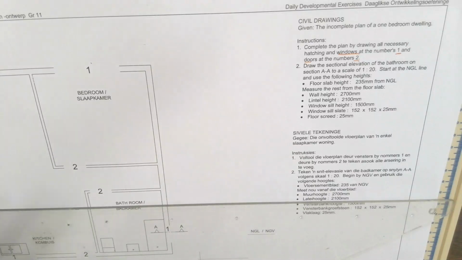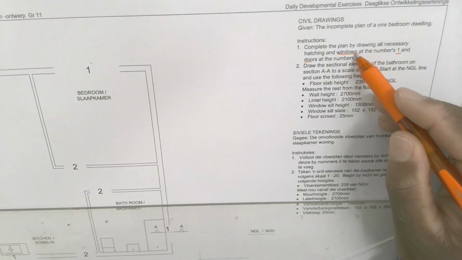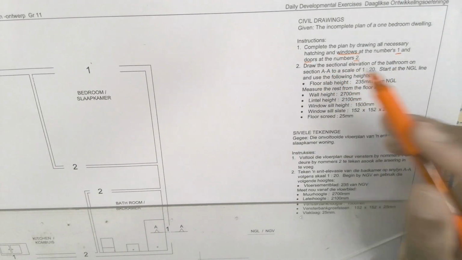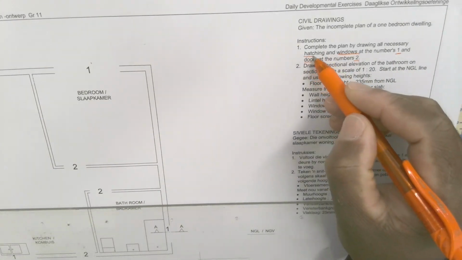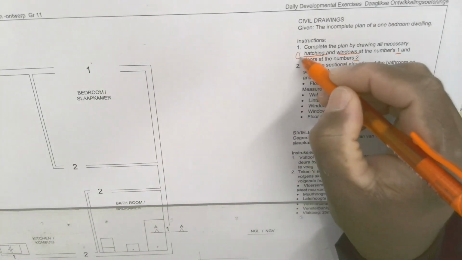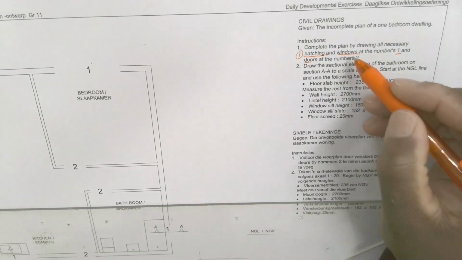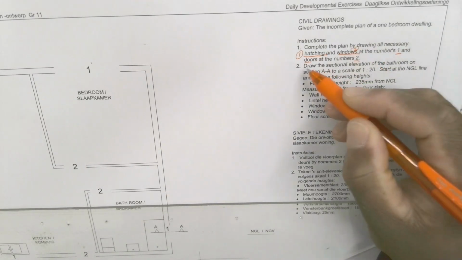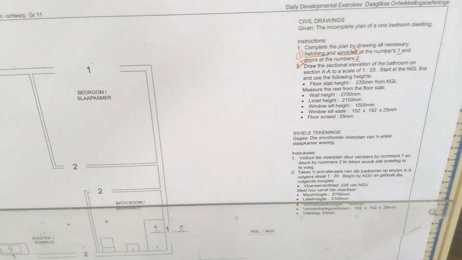This is the floor plan that I'm going to be looking at only at this present moment, because that is all I need to do. I need to draw windows, and I need to draw the doors, and I also need to hatch. So there are 3 things that I need to do on this floor plan. Number 1, hatching. Number 2, windows. Number 3, I must have the doors. So just those 3 things. All right, let's begin with the doors.